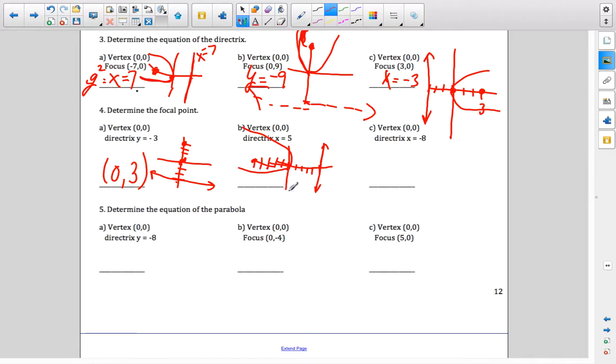And let's see, what are the coordinates? We must have moved -5 because we went to the left. -5, but we didn't go up or down, so 0.